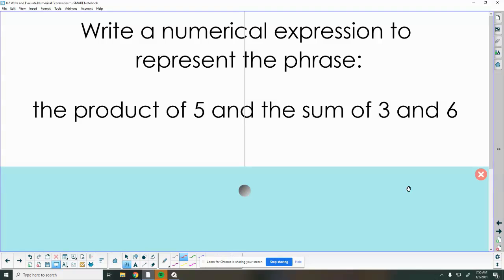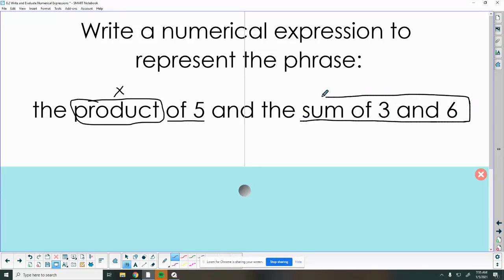This is going to ask us to write a numerical expression to represent the phrase. So we have here the product. Product means the answer to a multiplication problem. So the product of 5, here's our first number, and the sum of 3 and 6. This one is telling us that we want to add 3 and 6 first. We want the sum of 3 and 6 to multiply by 5.